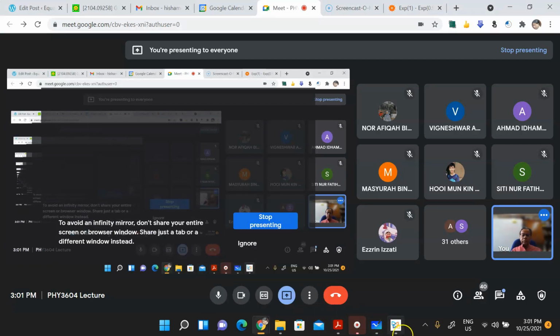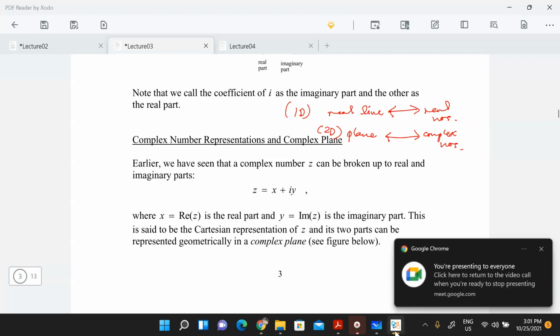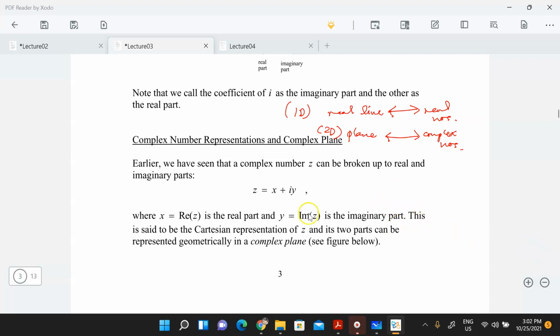Okay. So, in a way, there are various ways you can think about complex numbers. One is to think in terms of what we call the Cartesian representation. You break it up into two parts, where x is the real part of z. Given that z equals x plus iy, x is what we call the real part, and y is the imaginary part. We have to stick with those terms, which are already familiar to most people.